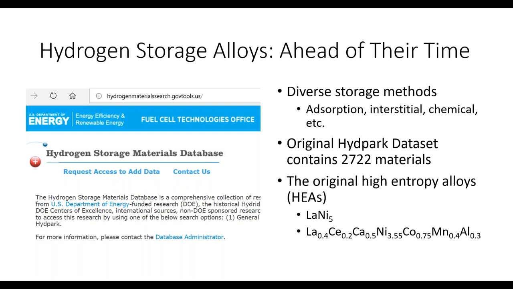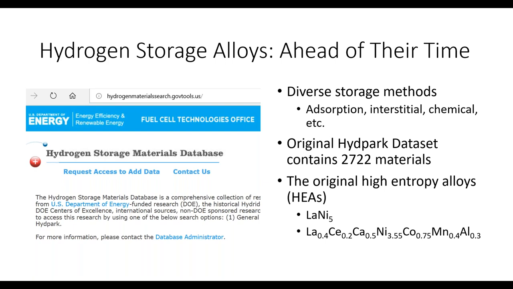And for a purely experimental data set, it's huge. It's nearly 3,000 total entries, which you can search based off of the material type, even down to the structure of the material, who made it, what the engineering constraints are for your application. And again, these are the original high entropy alloys.